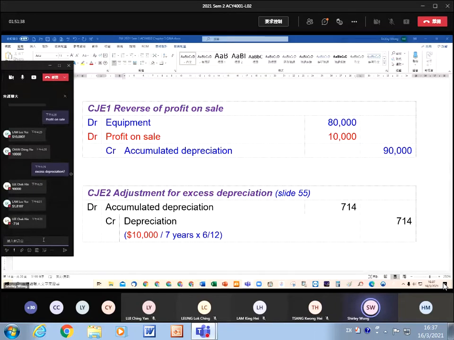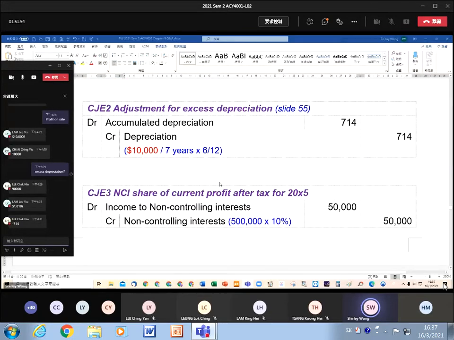Okay, so this is CJE 1 and 2. And then for CJE 3, let me show you immediately, because it is a downstream transfer. So nothing will hit the subsidiaries. Therefore, based on the questions, it gives you the subsidiaries profit, and then you use the profit 500,000 and then share to that.